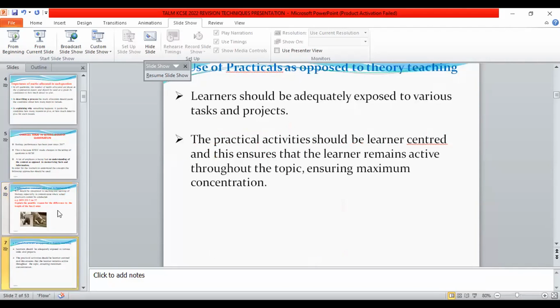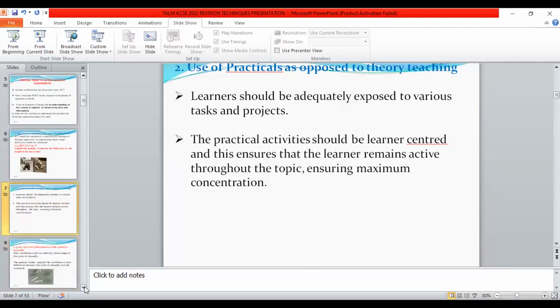So I've already talked about the importance of ICT, where ICT makes abstract content more understandable to the learners. ICT is also going to promote collaboration and teamwork. The other methodology that you can use, as you can see on the screen, is use of practicals as opposed to theory work. Learners should be adequately exposed to the various tasks and projects.